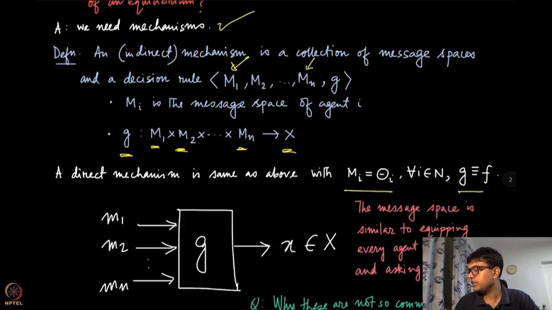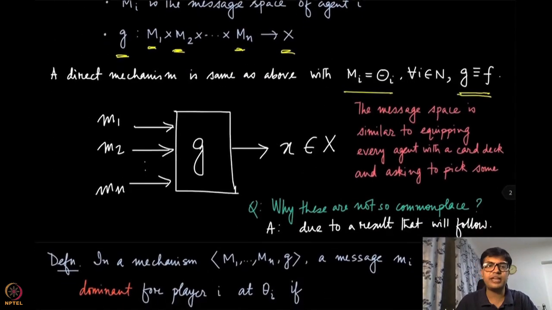And also the decision rule is nothing but the social choice function itself. So whatever you are trying to achieve using this mechanism, you are just giving that as the decision rule. In that case, all these MIs will be replaced by theta I's, and the G will be replaced by F, and that will be the direct mechanism. So here is a schematic diagram.